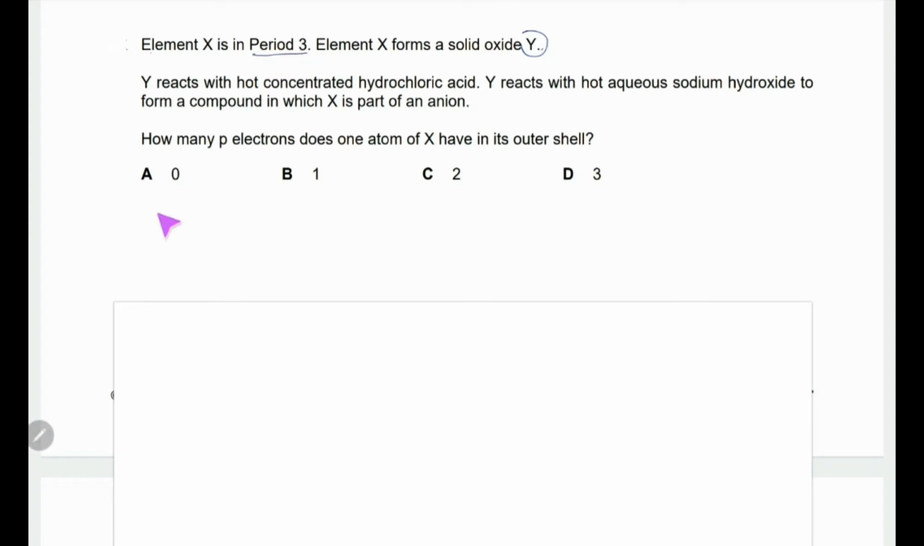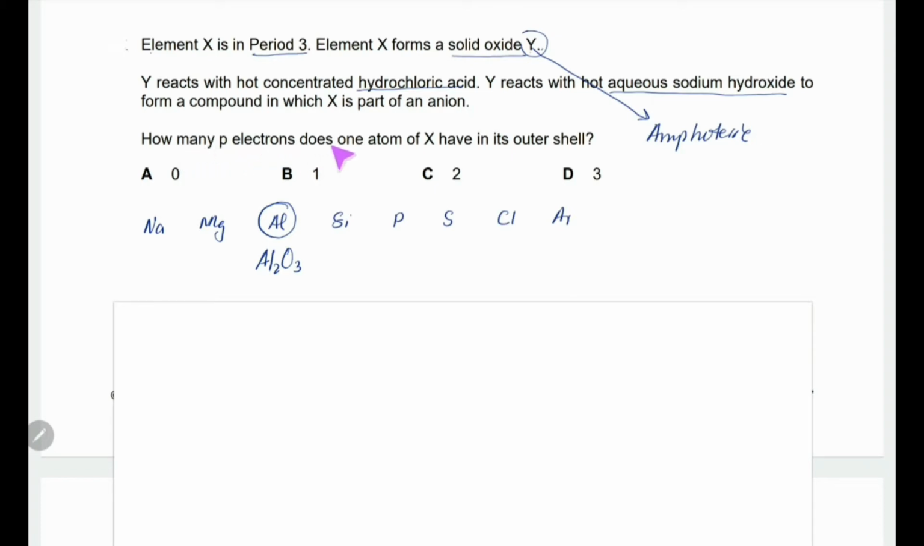In period 3, we have sodium, magnesium, aluminum, silicon, phosphorus, sulfur, chlorine, and argon. Next, it forms a solid oxide. And when this oxide reacts with hydrochloric acid, it can also react with aqueous sodium hydroxide, meaning that this Y is amphoteric. Now, in period 3, the amphoteric oxide is produced by aluminum only, that is Al2O3.